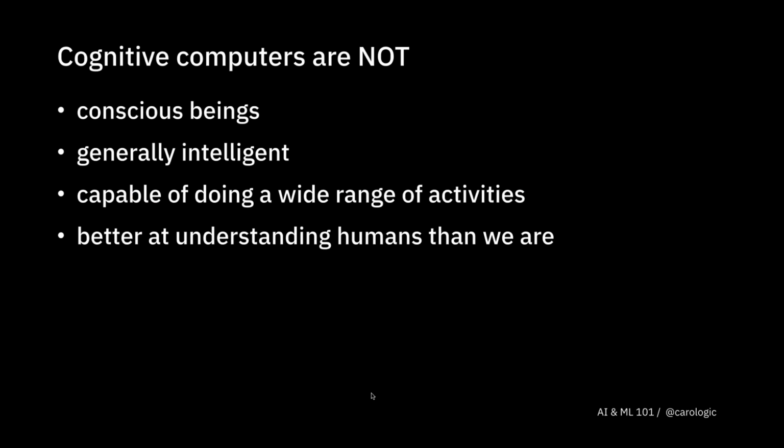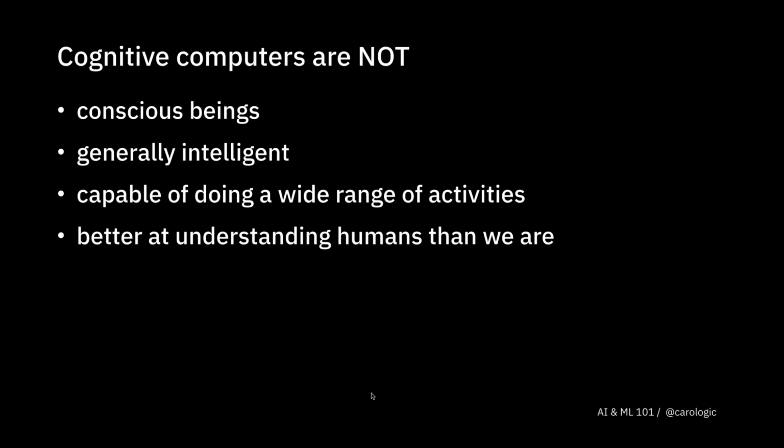Cognitive computers are not conscious beings. We're in no danger of them coming to life and having feelings or emotions. They're not generally intelligent. When they first are turned on, for example, they don't have even a high school degree. They don't even have a 3-year-old's understanding of the world. They are capable of doing only one type of activity. They're not capable of doing a wide range of activities. They can really only do, again, what they were trained to do. And they're no better at understanding humans than we are. If you don't know what your neighbor is thinking, the system certainly does not either.